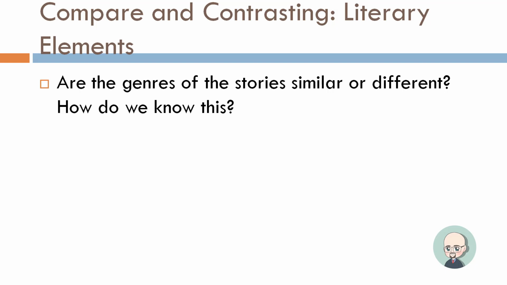So comparing and contrasting literary elements. We're going beyond the plot. This is going to another depth where we start talking about how is the style of writing, how is metaphor used differently in one than the other, how are similes, how is genre used, and tone. We address tone a little bit, but are the genres of the stories similar or different? How do we know that? Okay, and now we're getting into the literary elements.